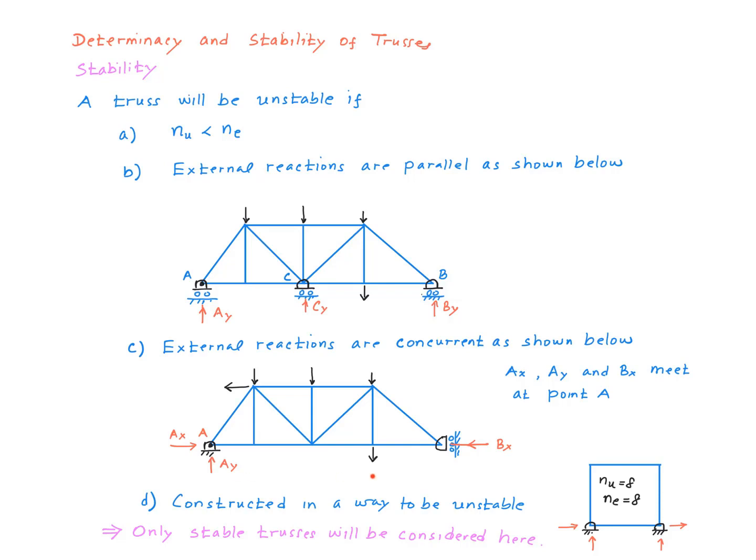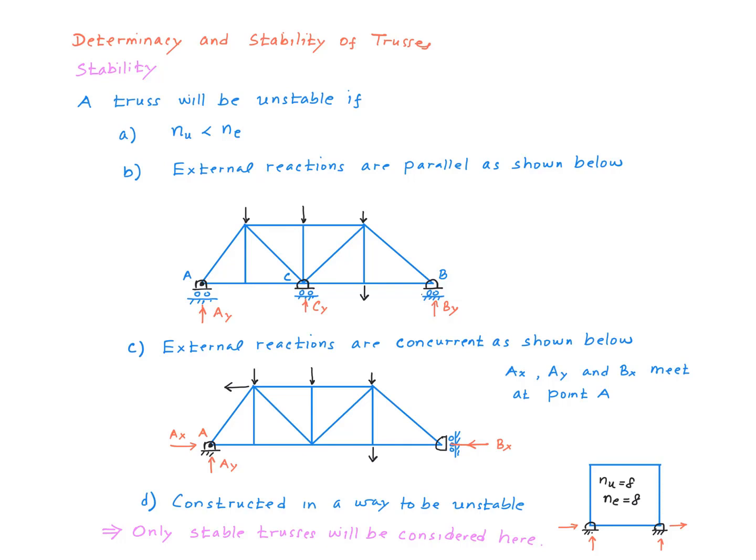And therefore, the support reactions are not balancing the moment of the external forces. Since the magnitudes and the directions of the external forces can be anything, it can be arbitrary, right? The moment equation is going to be violated in most cases. Therefore, the truss is going to be unstable.